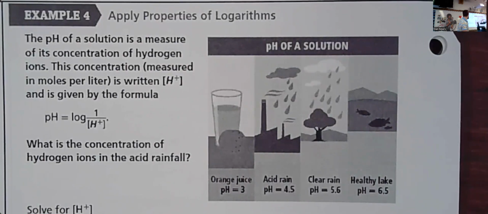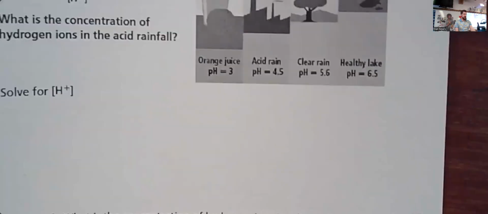The pH of the solution is a measure of its concentration of hydrogen ions. This concentration, measured in moles per liter, is written as H exponent plus, and is given by the formula: the pH level is equal to the log of 1 over H plus. What is the concentration of hydrogen ions in the acid rainfall? So we are solving for H plus, given a pH value of what? 4.5. Good, because it's acid rain.